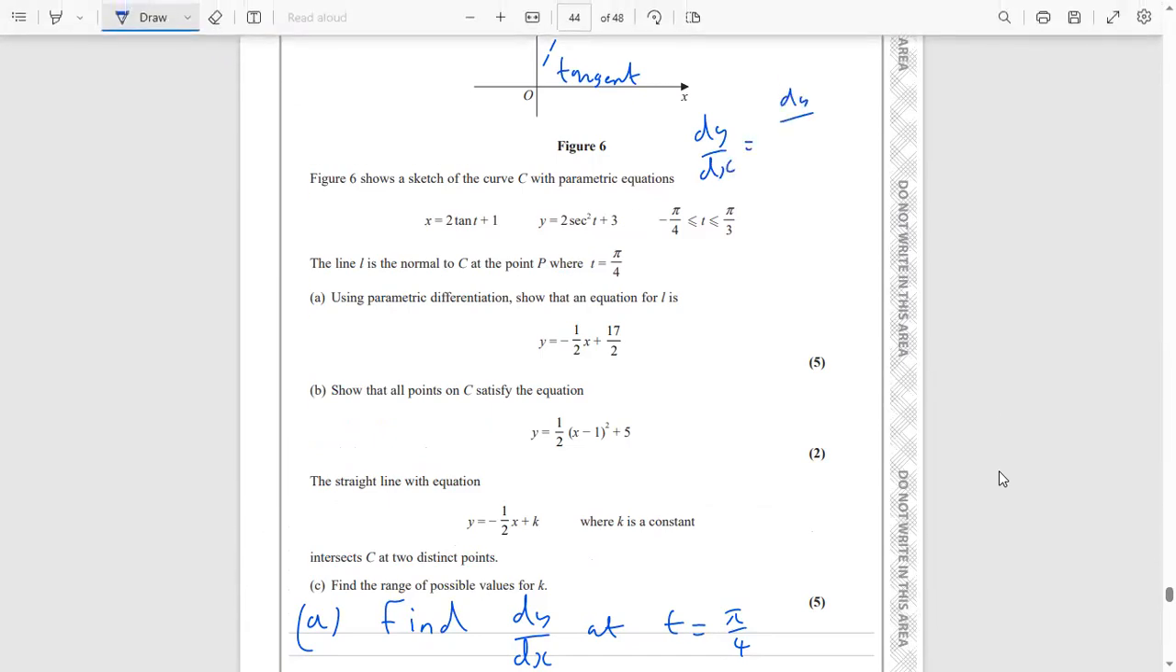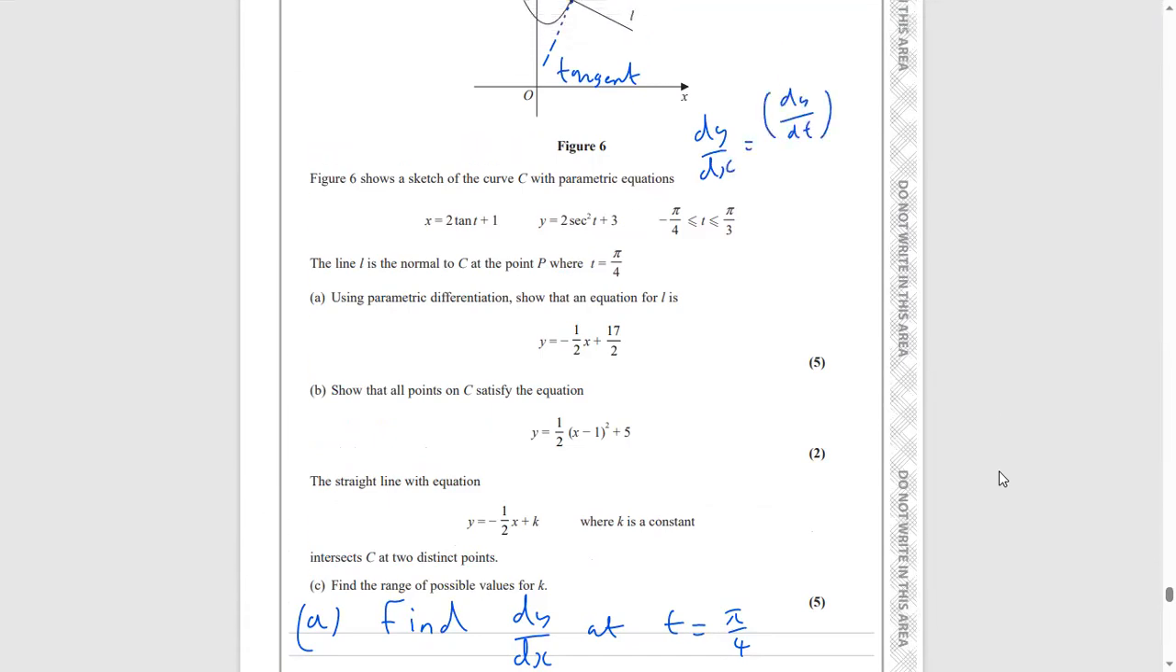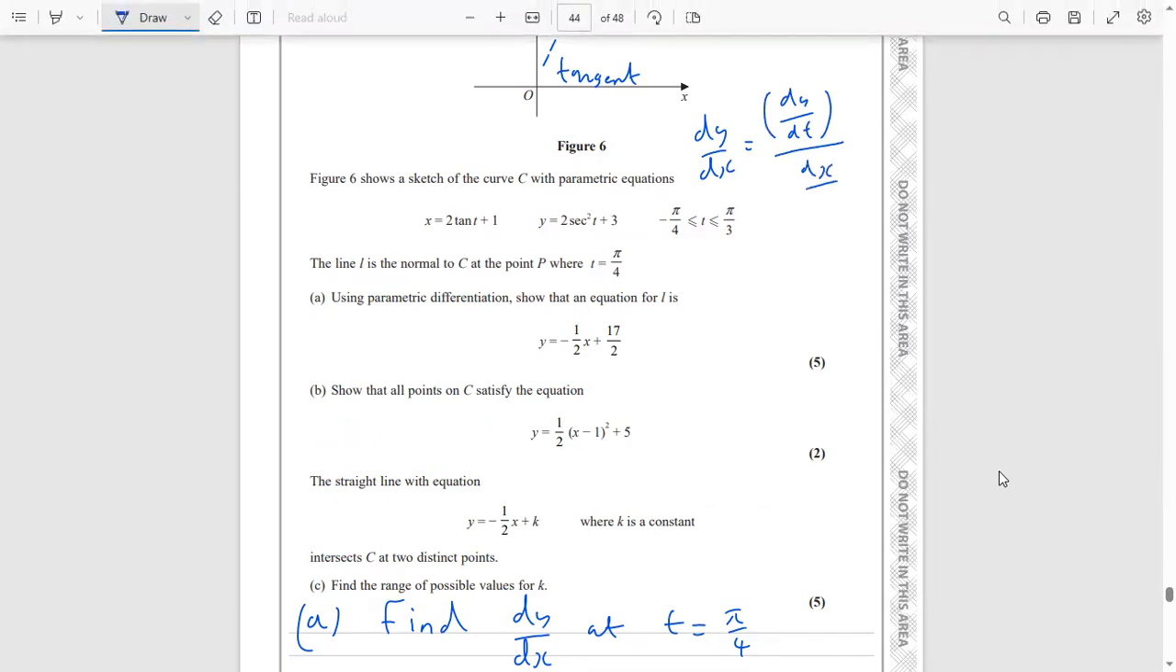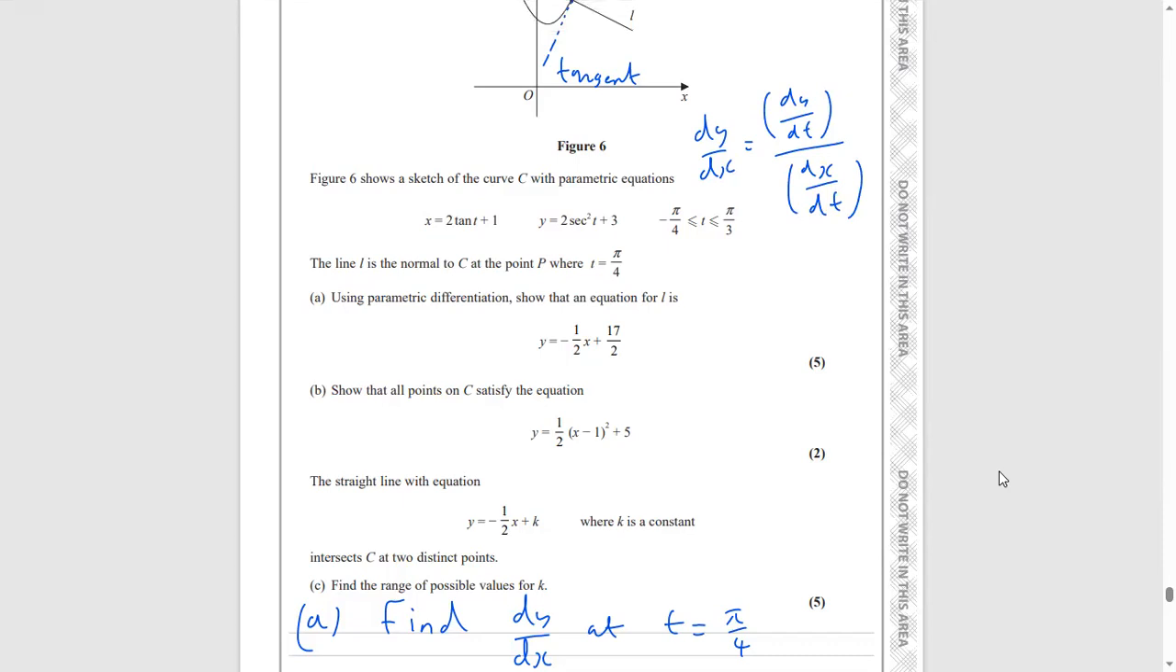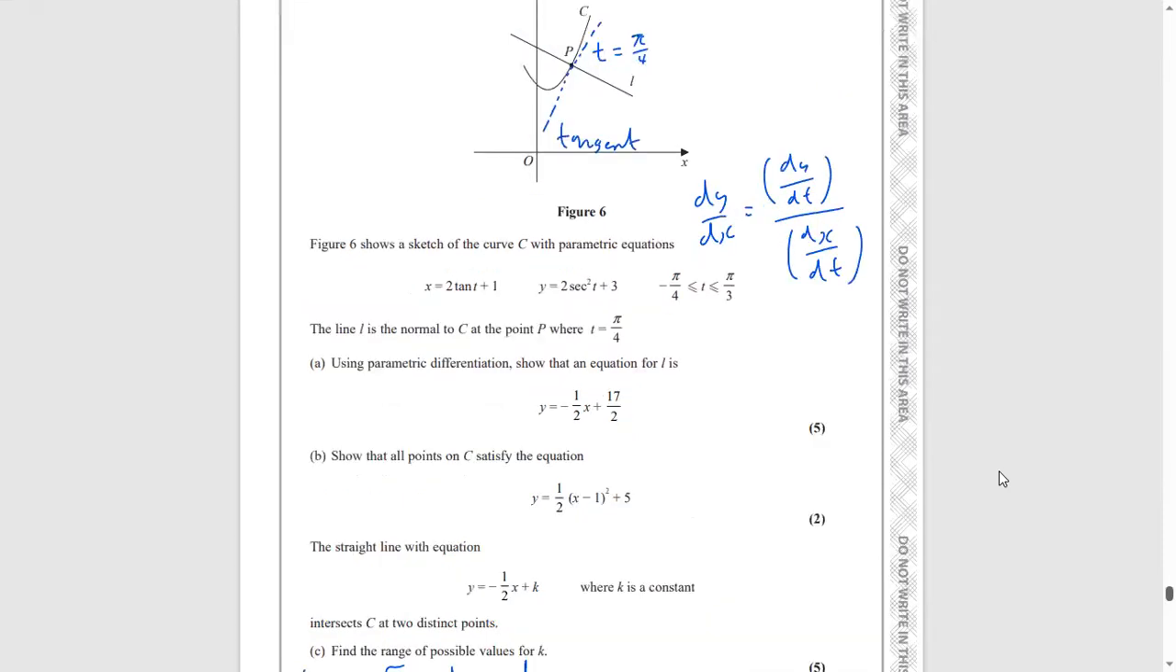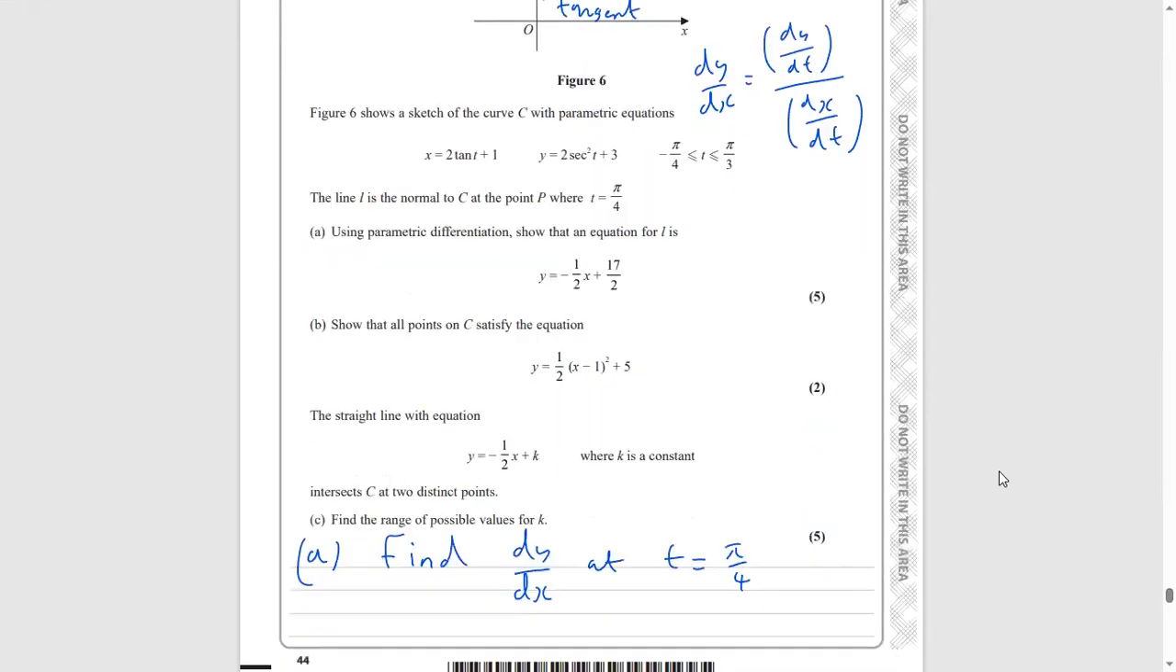So remember, with parametric equations, just by simple fraction rules, dy/dx is equal to dy/dt divided by dx/dt. So we can differentiate both our parametric equations with respect to t and then divide them by each other. So let's start by finding dy/dt. We want to differentiate 2 sec squared t plus 3.